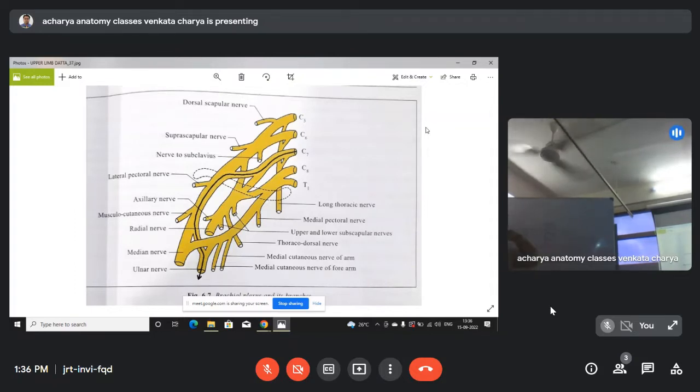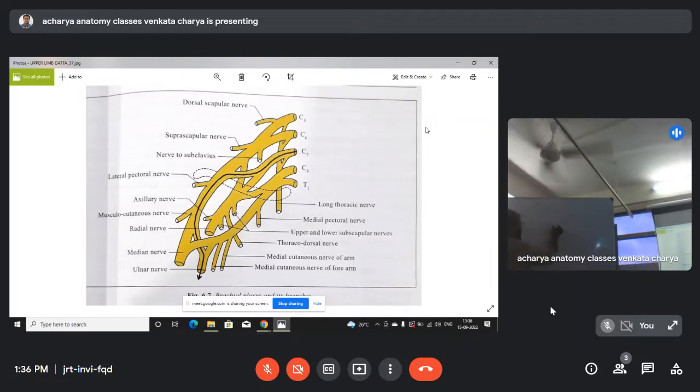So in the cervical region, the neck region, C1, C2, C3, C4, C5. So it pierces the back muscles and supplies the back side skin. So we are not concerned about the dorsal rami.